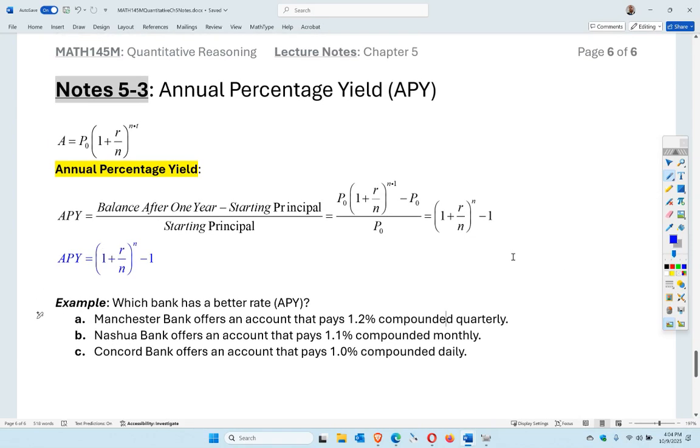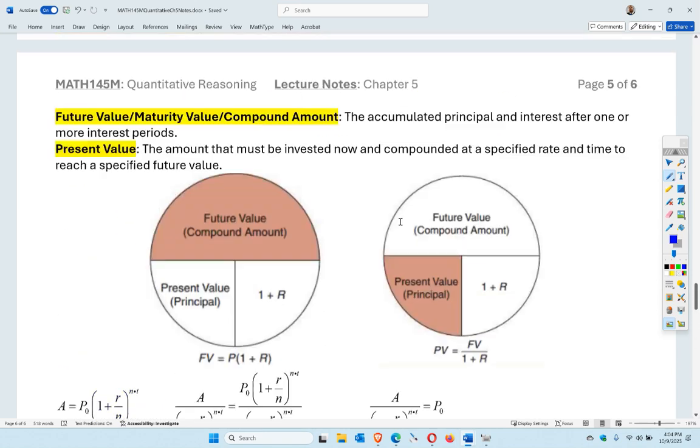Okay, this is Chapter 5, Section 3, the annual percentage yield, or APY. What we noticed before in the loan is that just because you were paying 5% doesn't mean it was actually 5%, because the compounds changed it. So let's go back to a previous problem.